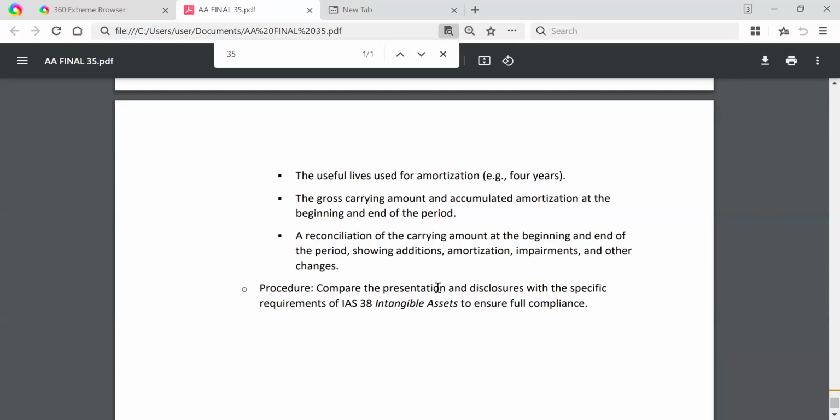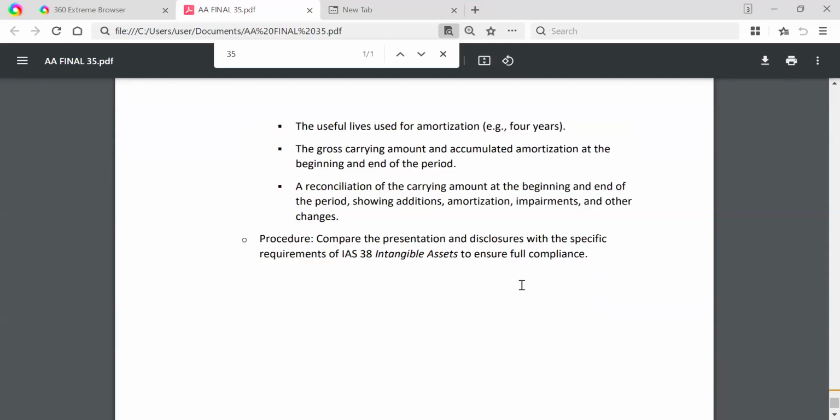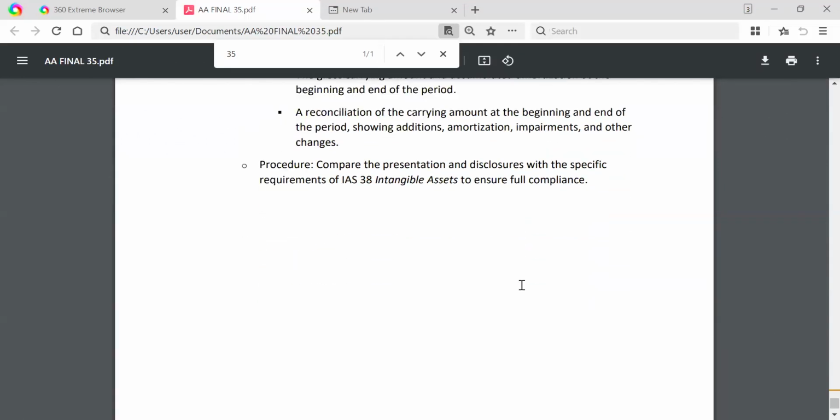Procedure: compare the presentation and disclosures with the specific requirements of IAS 38, intangible assets, to ensure full compliance. Ladies and gentlemen, I would want to simplify this.